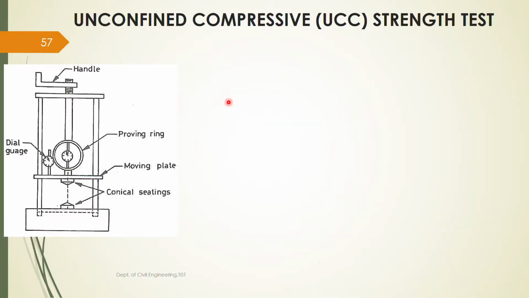Now we'll move on to the next test for the determination of shear strength. It is known as the unconfined compressive strength test. What do you mean by unconfined? See, in the triaxial test, we have seen that the soil is surrounded by a rubber membrane and it is inserted in water. So it is confined. But in this case, the soil is not confined. A confinement around the soil is not given.